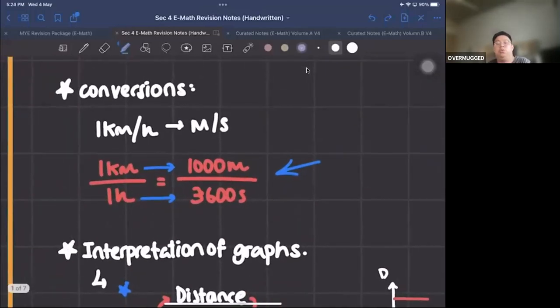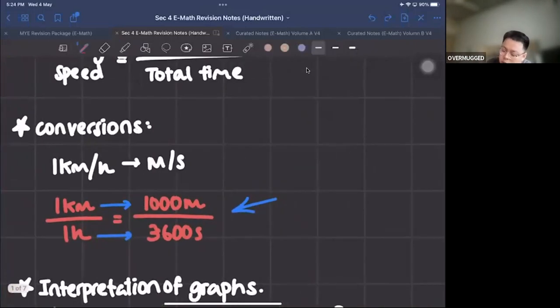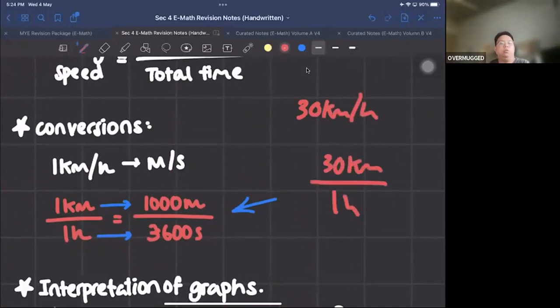If the question asks you to convert between km per hour to meters per second, what does km per hour mean? 1 km per hour means 1 km in 1 hour. So what does 30 km per hour mean? It just means 30 km in 1 hour. Write it this way, and then you convert your km into meters, convert your hours into seconds, and then you get your answer.